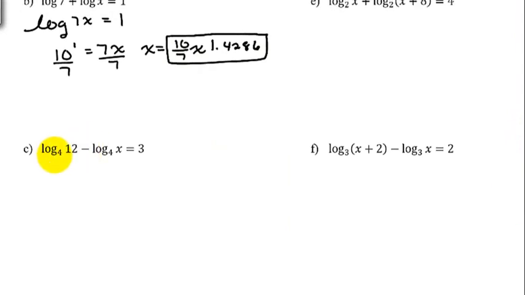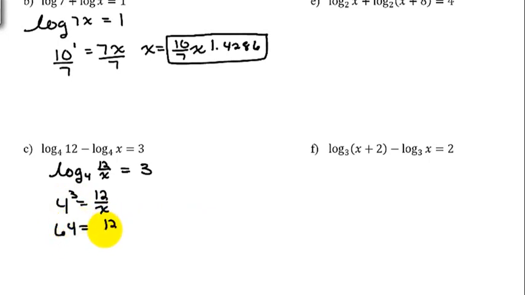In our next example here, we have log base 4 of 12 minus log base 4 of x is equal to 3. So subtraction becomes division. Remember, you want to have one single log before you rewrite it. And so this would become log base 4 of 12 divided by x. Rewriting this, so it's your base 4 raised to the third equals the thing you're taking the log of, 12 divided by x. And 4 to the third is 64. And then we need to multiply both sides by x. That gives us 64x equals 12. And then divide both sides by 64.